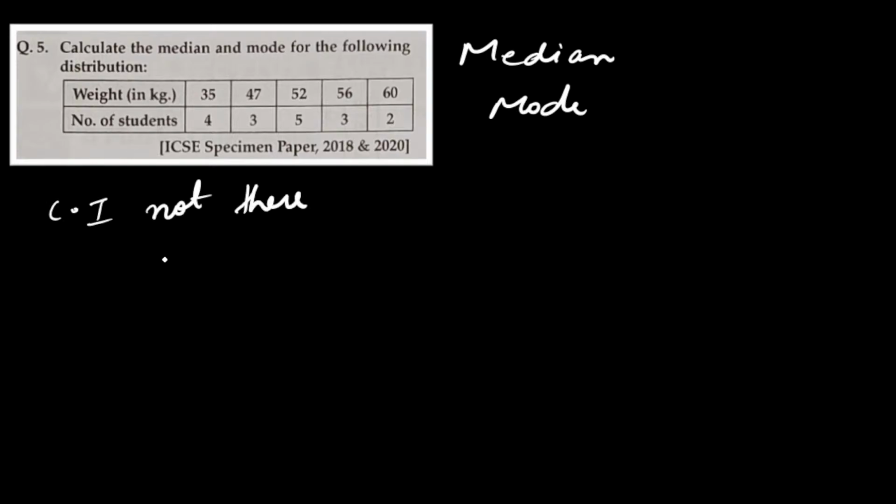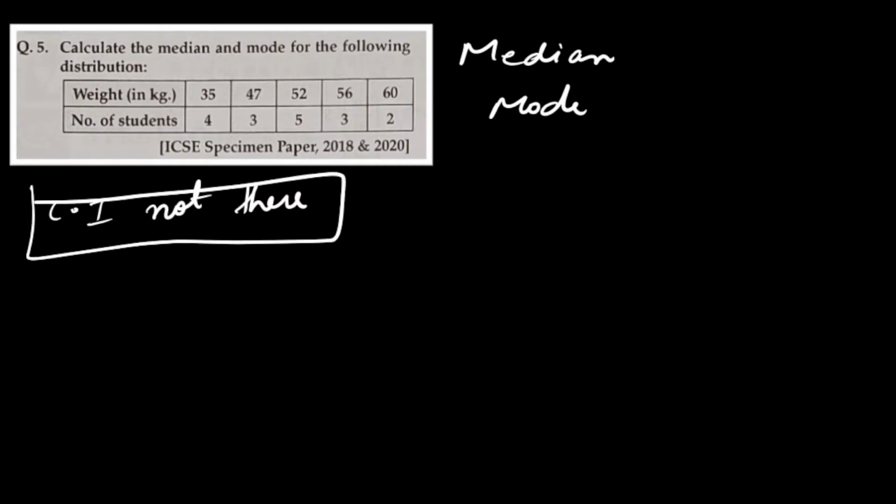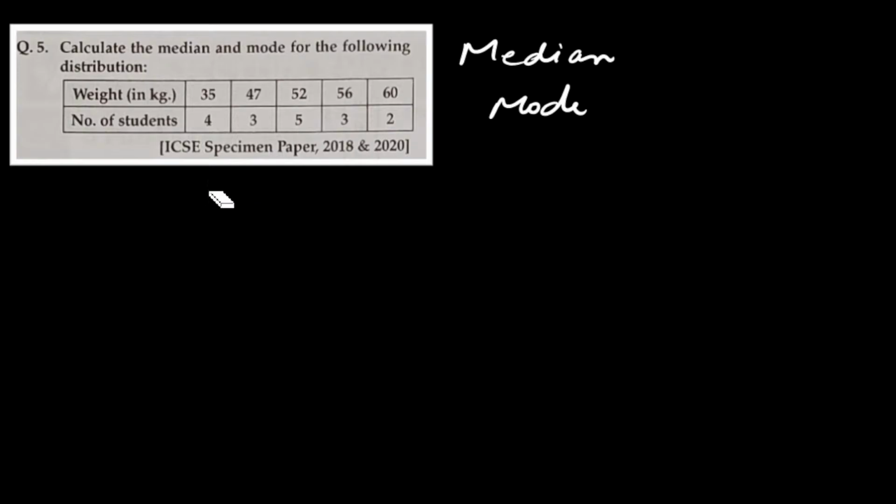Let's do the next question. Calculate the median and mode for the following distribution. Here this is one table given to us. We have to find the median and mode from this table. Class intervals are not there in this question, so this type of question is a basic question. What we have to do for mode? We have to see the maximum frequency. So which one has the maximum frequency? Number of students means frequency. This one is frequency.